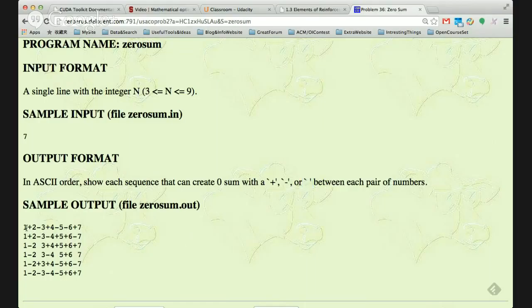Okay, let's see here. 1 plus 2 is 3, minus 3 is 0, plus 4 is 4, minus 5 is minus 1, minus 6, minus 7, so plus 7 is 0.